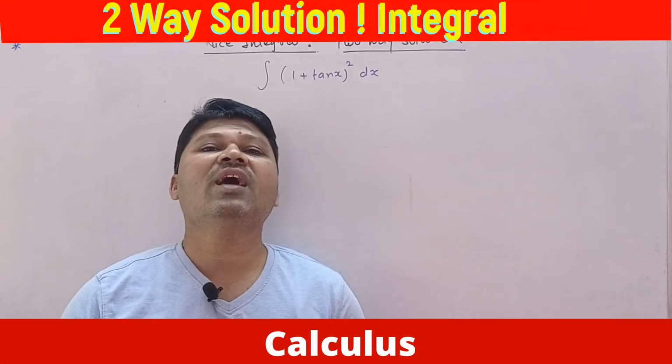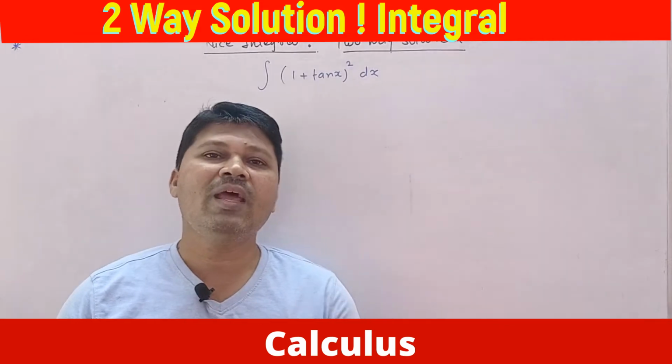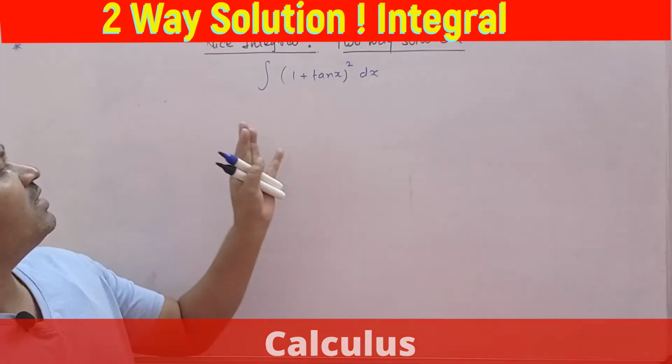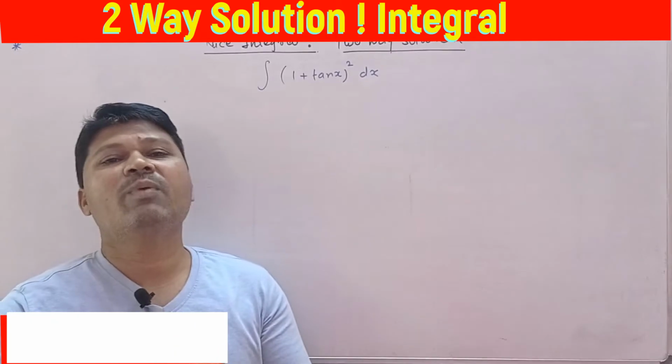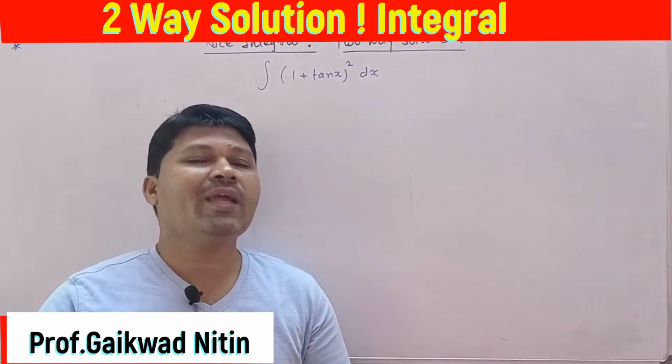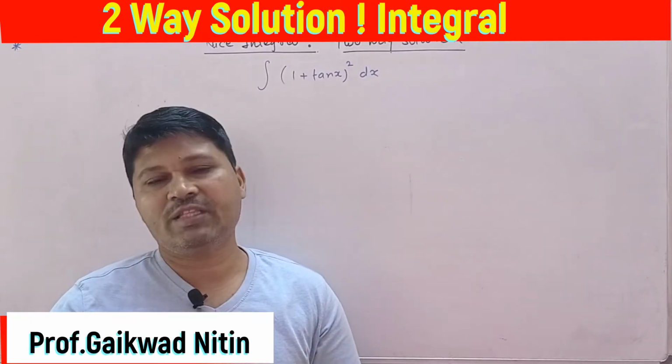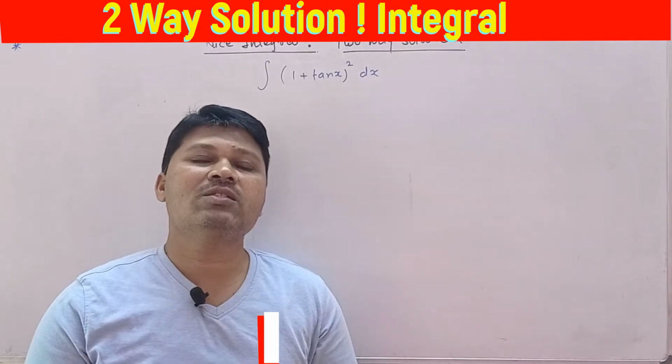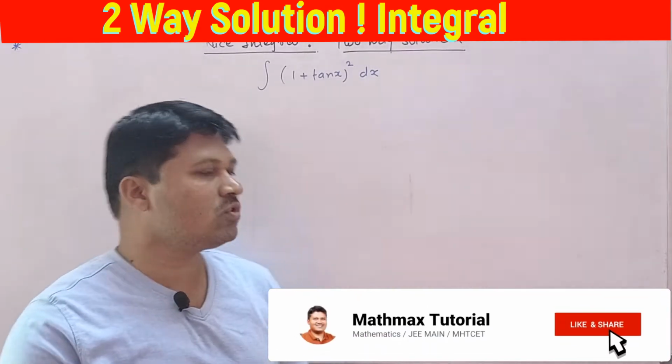Today we have another amazing integration example: the integral of (1 plus tan x) whole square dx. We can find the solution by using two methods. Let's discuss method 1 and method 2. Let's start with method 1.